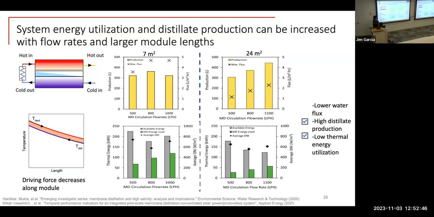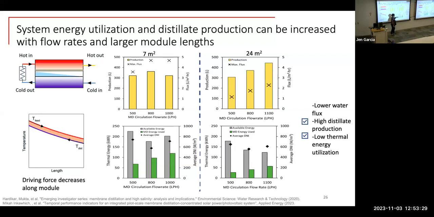The other thing we looked at, which I'll just run through quickly, is different flow rates and different module lengths. Just for the sake of time, I won't belabor everything, but we can see our production, our water flux, our thermal energy, and our average DNI for different circulation flow rates. A couple of key take-home points from this is that if we have a longer module, even though we have lower water flux, that's how much water we're generating per membrane area, we get an overall higher distillate production. It's because we have a longer membrane area.